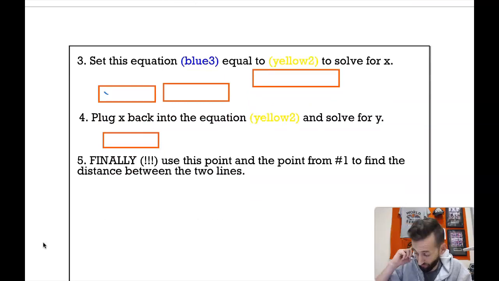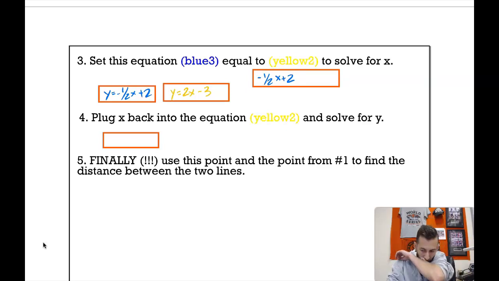y equals -1/2 x plus 2, and your yellow equation, goldenrod, y equals 2x minus 3. And we're going to set those equal to each other. Okay? Negative 1/2 x plus 2 equals 2x minus 3. All right? And so I'm setting those equal to each other, and I have to solve for x.